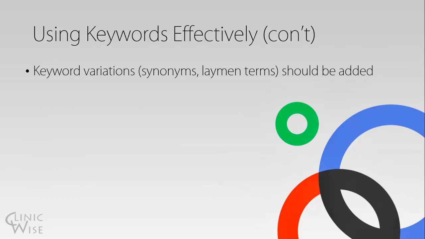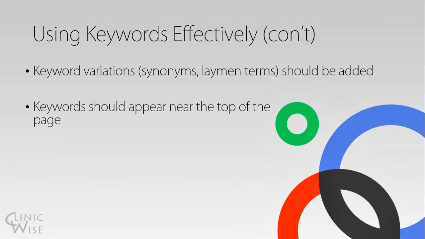Try to avoid being too repetitive. Use synonyms and layman's terms for the keywords that you select. It will also make your writing more interesting and cast a wider net of potential keyword hits by using these variations. Make sure to use keywords near the top of the page, preferably in the first sentence or two, as Google gives priority to those pages who do include them higher up.